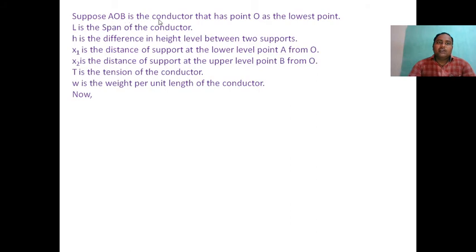Suppose AOB is the conductor that has point O as the lowest point. L is the span of the conductor. H is the difference in height level between two supports. X1 is the distance of the support at the lower level point A from O. X2 is the distance of the support at the upper level point B from O. T is the tension of the conductor. W is the weight per unit length of the conductor.